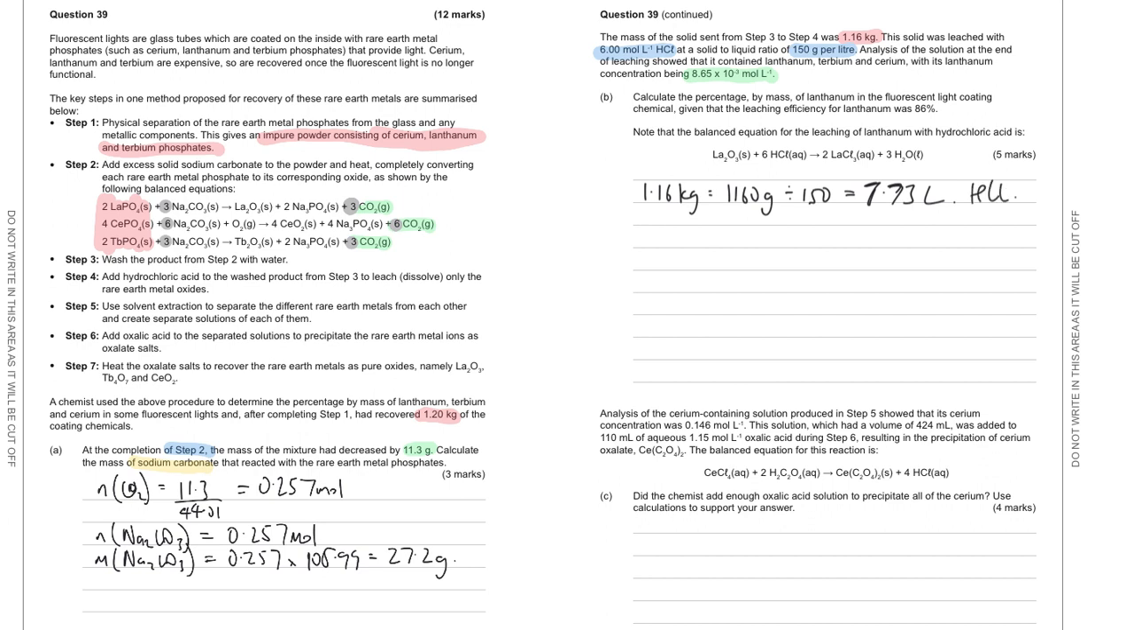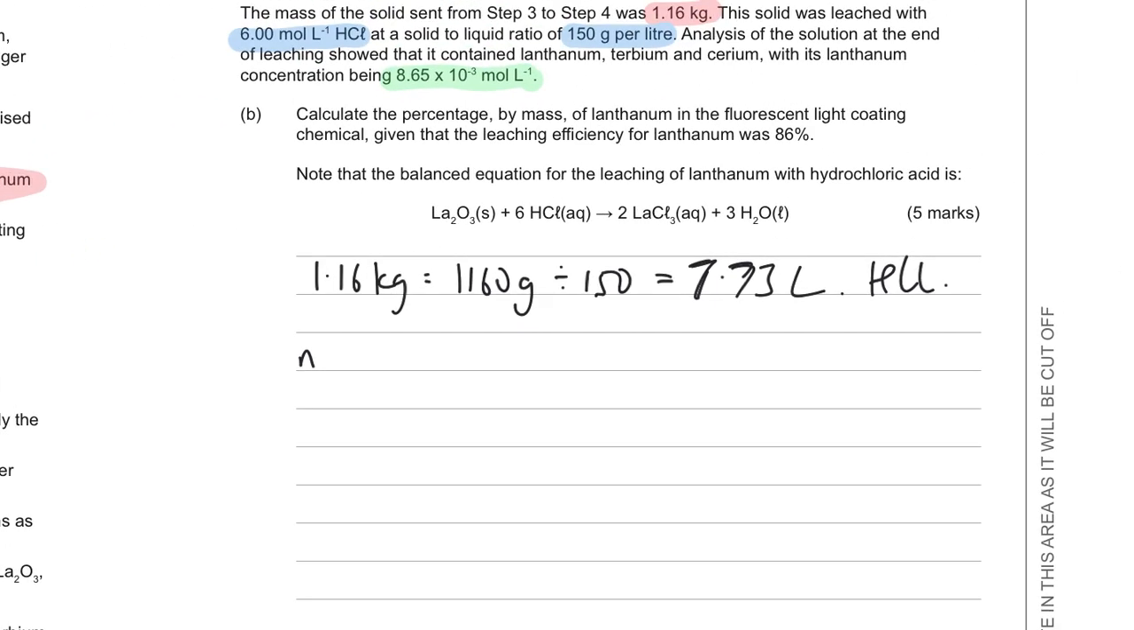So using that volume of HCl, you can also work out the number of moles of lanthanum, because you've got the concentration that it forms in moles per liter. So the number of moles of La will be equal to CV, which is 8.65 times 10 to the negative 3 times 7.73.